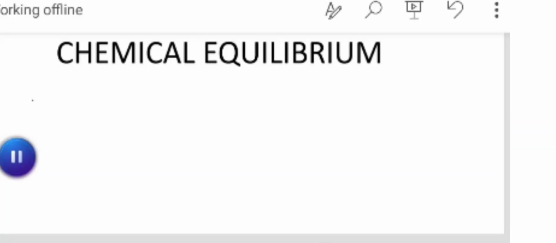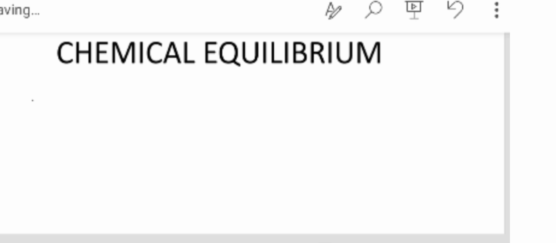So let's talk about chemical equilibrium today. When we are talking about chemical equilibrium, imagine you are filling a bucket with water. At the same time, water is leaking out at the bottom. Now water going in is equal to water coming out. The water level stays the same. This situation is what we call equilibrium.